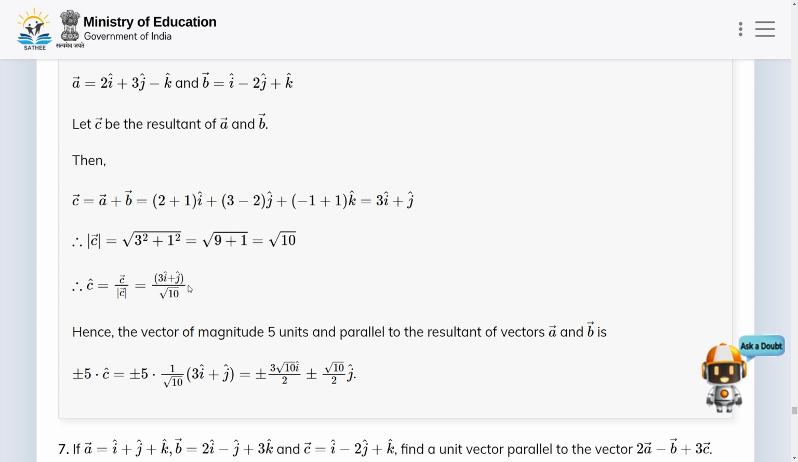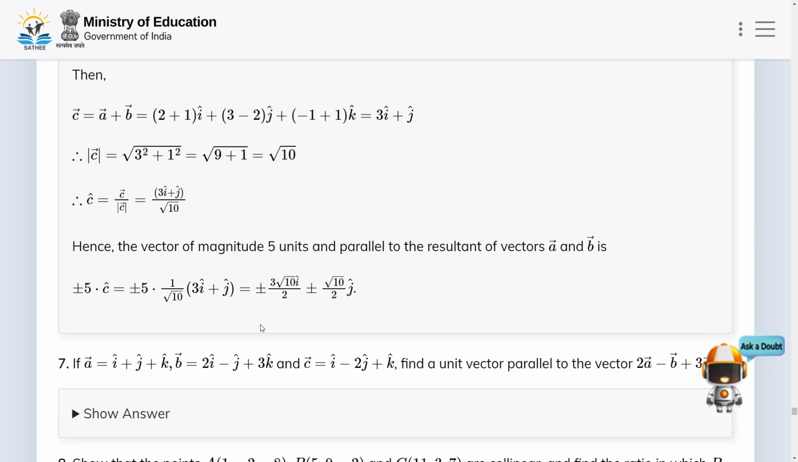Now you know that the required vector will be parallel to this and have magnitude 5. So just multiply the unit vector by 5. Either you can multiply with 5 or with minus 5, so it is plus minus 5 times c hat. So you will get this as your required answer. I hope it is clear to you.